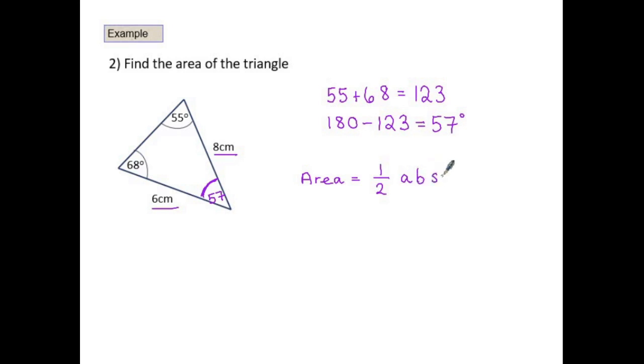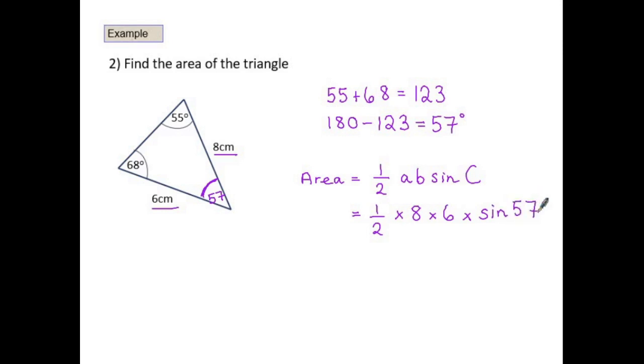Remember, times is all in between it. So we've got half, put in the values into the correct places. So your A and B are 8 and 6, so times 8 times 6. And then your C is your angle, so times sine 57.